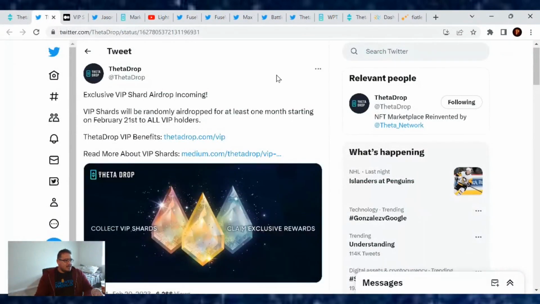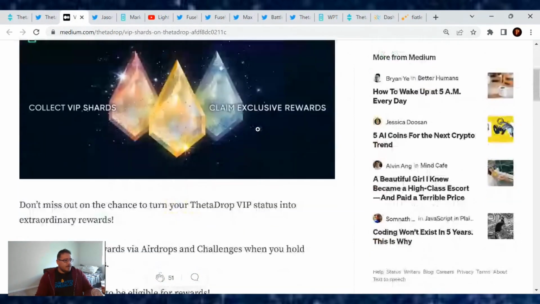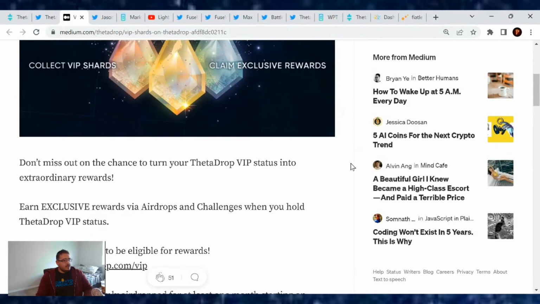First up in the news, from Theta Drop, an exclusive VIP shard airdrop is incoming. The VIP shards will be randomly airdropped for at least 1 month starting on February 21st to all VIP holders, so that's starting today. Let's go over that quick Medium article. Don't miss out on the chance to turn your Theta Drop VIP status into extraordinary rewards.